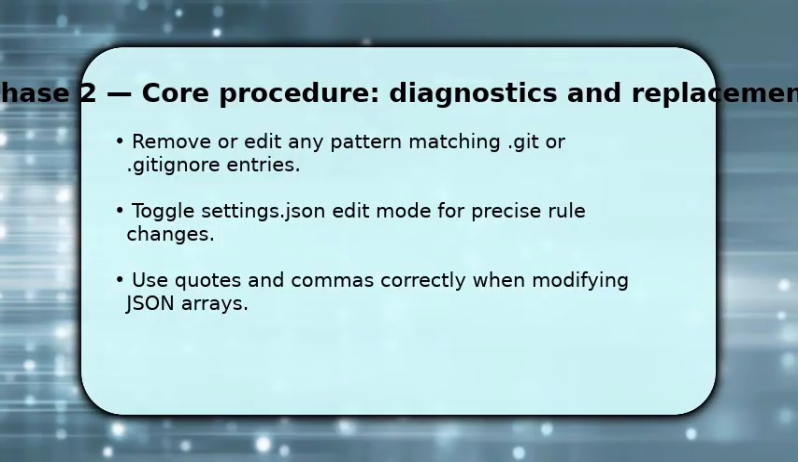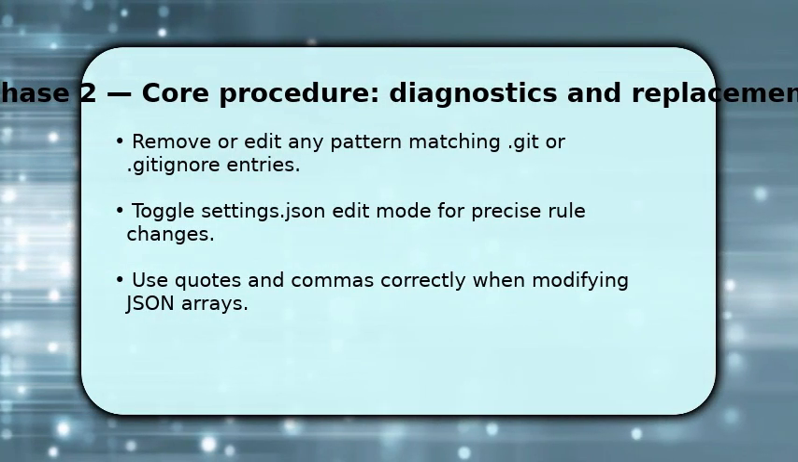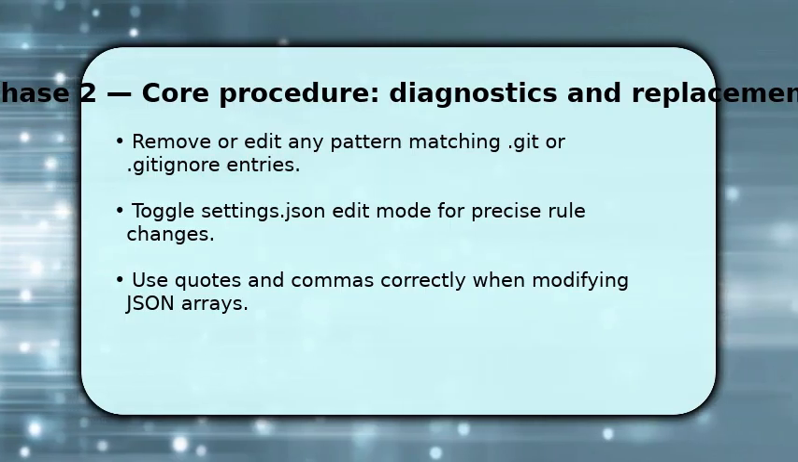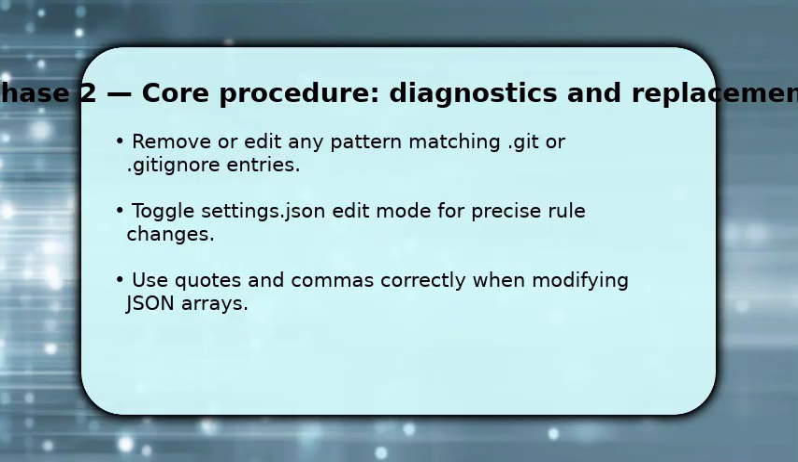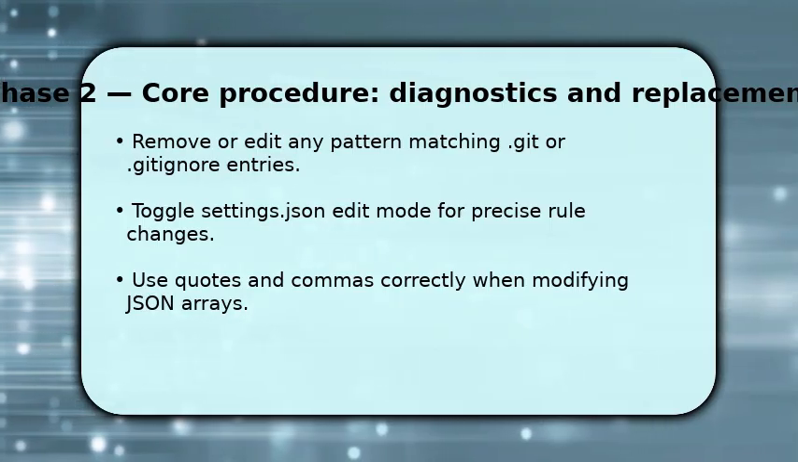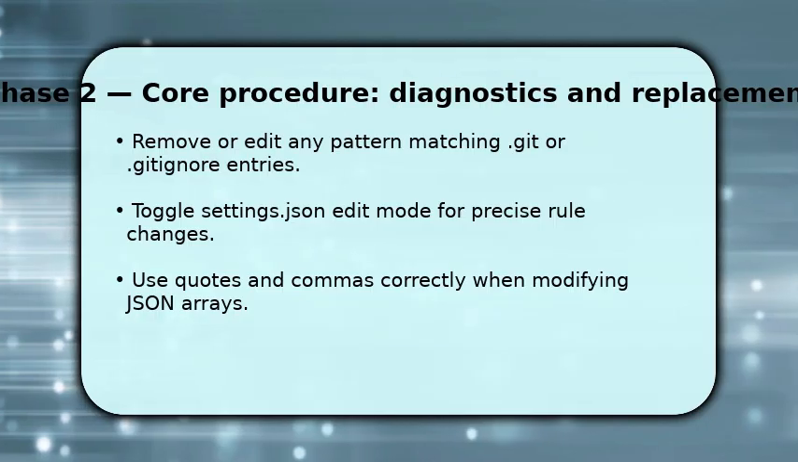Now you modify the rules that hide files. Open settings in JSON by clicking the Open Settings JSON icon, then locate files.exclude and files.watcherExclude objects. Once there, remove entries like .git: true, or change them to false so the Git folder becomes visible.